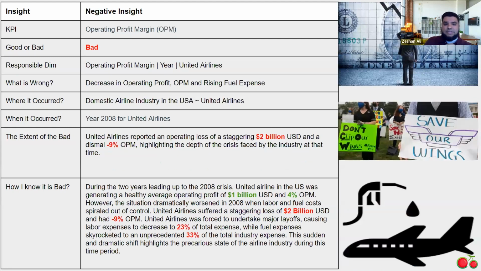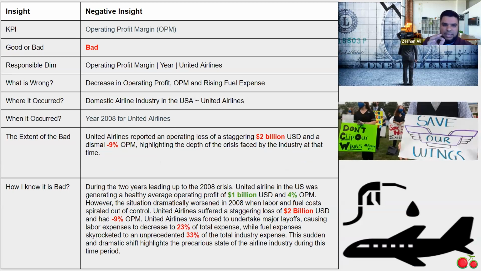So for this insight, we had to dial up the granularity a little bit and concentrate our insights towards United Airlines in 2008. So this is where United Airlines reported a $2 billion loss. Okay, so how do I know this is actually bad? Well, during the previous 2 years, which is 2006 and 2007, United Airlines was generating a healthy $1 billion in profit with a 4% OPM.